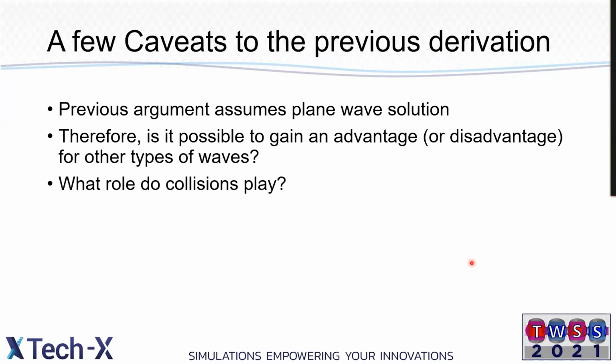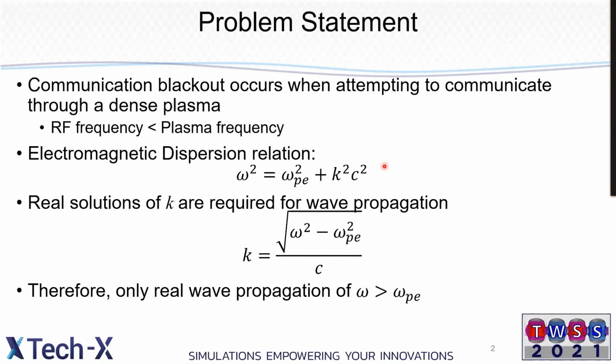Now, a caveat of this derivation is that it assumes a plane wave solution. So one of the questions we could ask is, is there an advantage to other antenna designs? A plane wave solution would be something along the lines of an electric dipole. Are there other types of antennas that might perform better or might not suffer such a large loss? Another question that we address is what role collisions play, which we can't really see where they fit into this simple scheme.